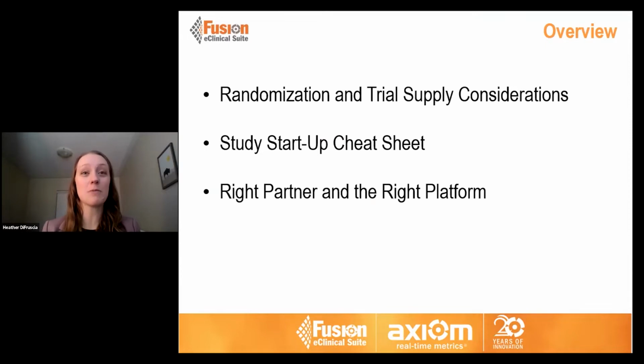That's a really big part of what is needed when it comes to randomization and inventory. There's a lot of question marks, and we need to get those answered. And I would say that's across the board as well. We're also going to go through, piece by piece, a bit of a cheat sheet, so you can see how all the different decisions interact and those impacts, and a little bit about finding the right partner and the right platform.